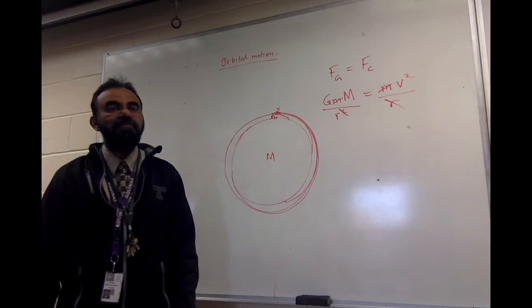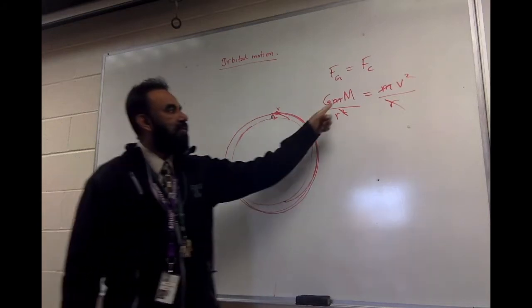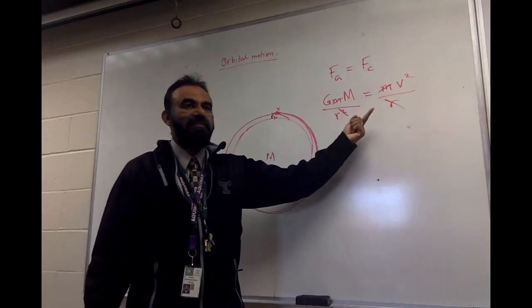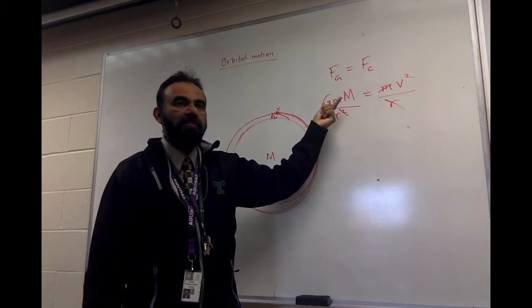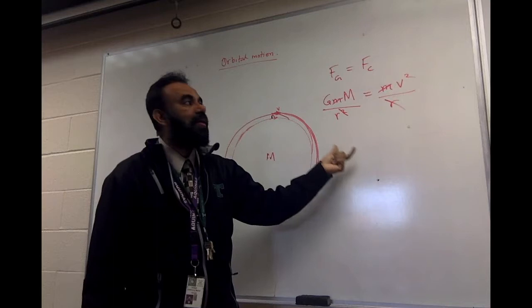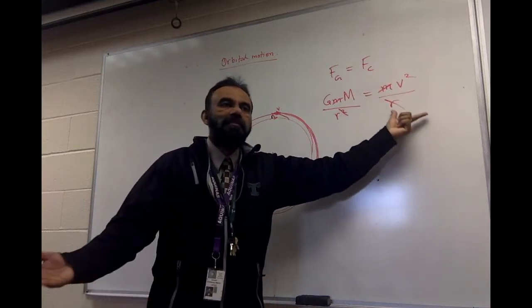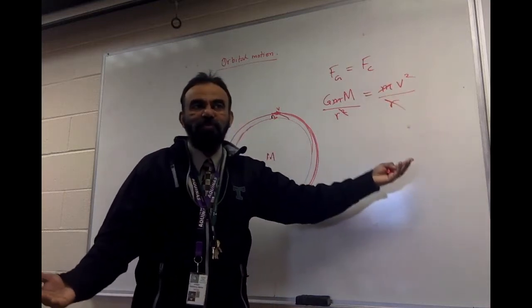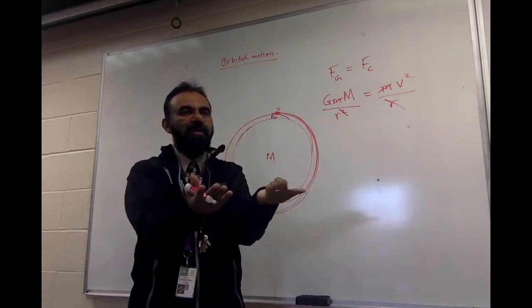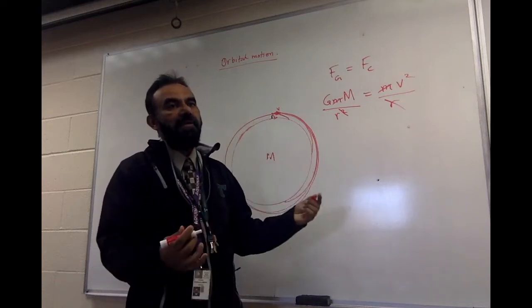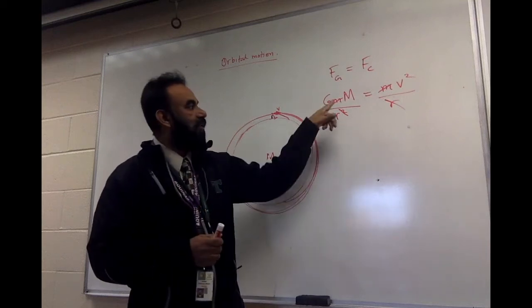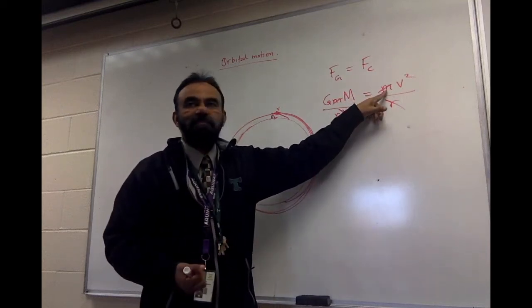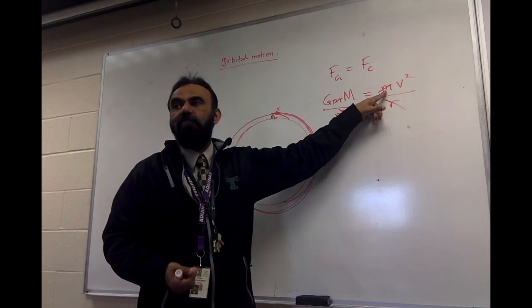So what is independent from the mass? Because the mass is gone, cancelled off. Right, but why? Because the more the mass of the object, the more the gravitational pull, and the more the centripetal force. So centripetal force and gravitational force both depend on mass. If the mass is bigger, then both will increase accordingly. So that's why you can see that the mass is getting cancelled off. That means it is not dependent on the mass of the satellite.